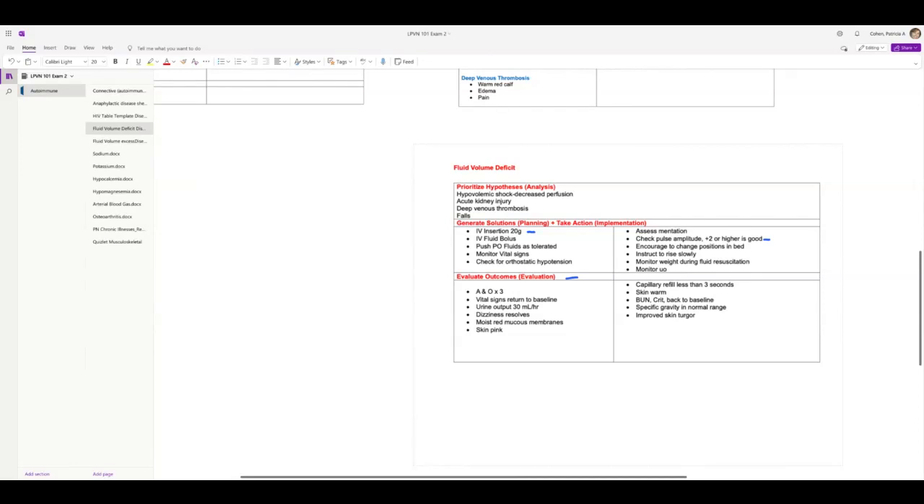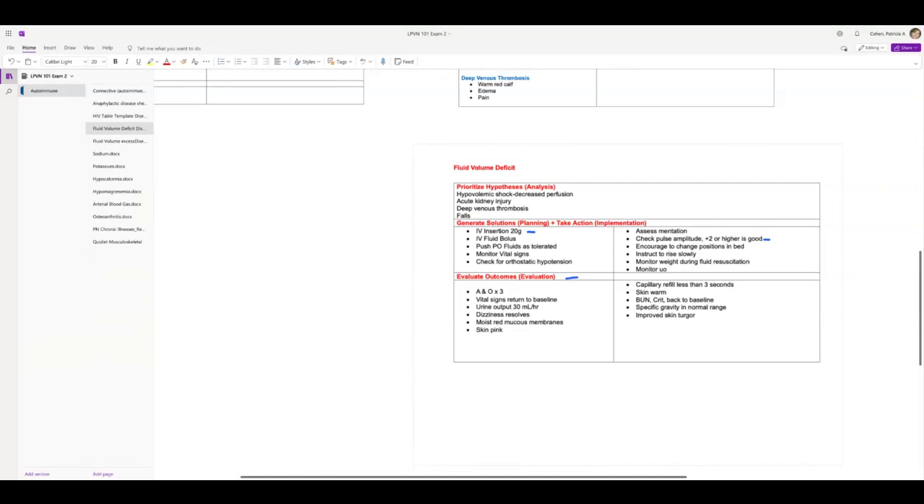Monitor the vitals and check for ortho. Assess their mentation. That means their LOC. Like assess how they're doing cognitively. Check for pulse amplitude. +2 or higher is good. Less, so +1, is not good. Encourage them to change their positions in bed so that their skin doesn't break down. Tell them to rise slowly.